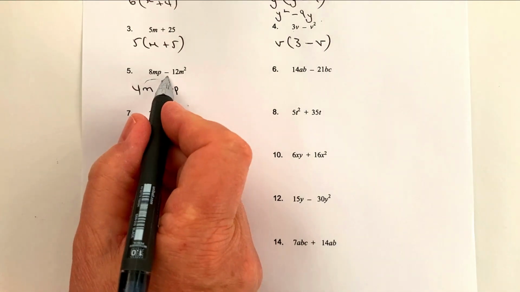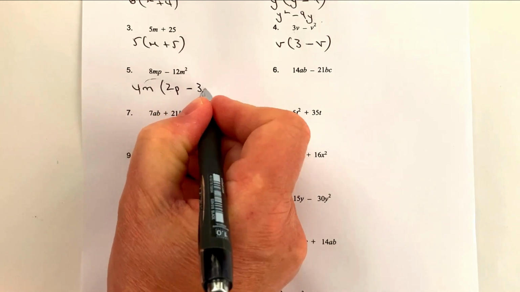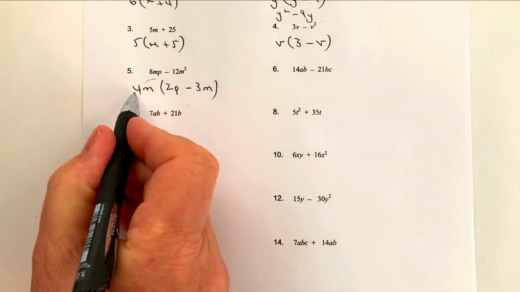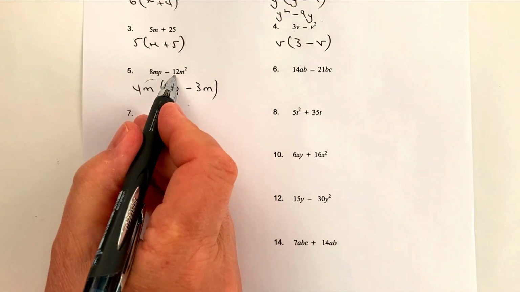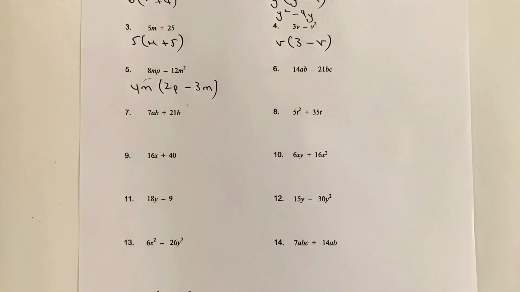Okay, let's have a look at minus 12m squared. Well, that's going to be minus 3m, okay? Because 4 times minus 3 is minus 12, and m times m is m squared. Okay, hopefully that's all right for you. Let's move on then to question number 6.